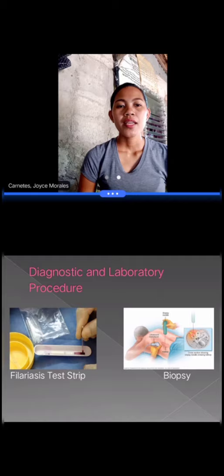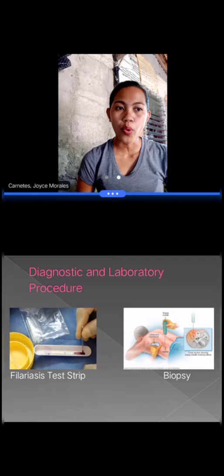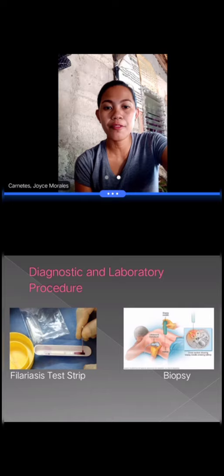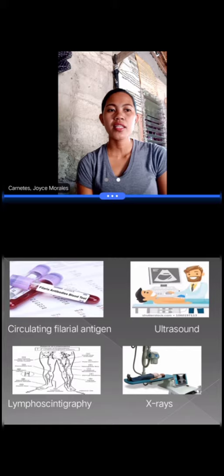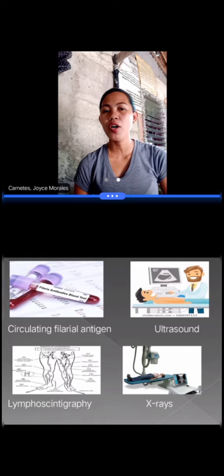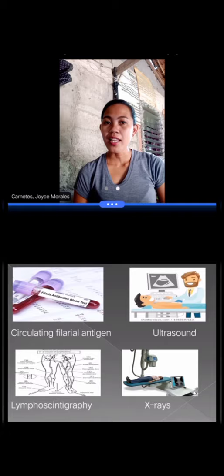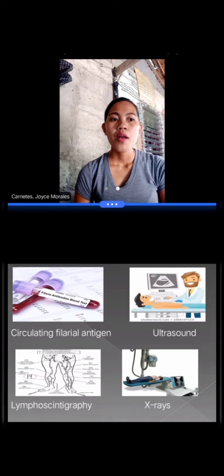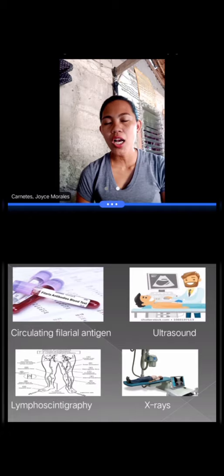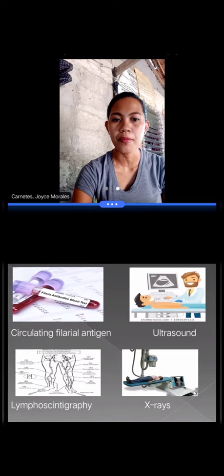Next is the biopsy. The biopsy often detects an adult worm, but this approach is rarely used as a diagnostic procedure for elephantiasis. Next is the circulating filarial antigen. It is regarded as the gold standard for diagnosing the most common Wuchereria bancrofti infection. The specificity is excellent and the sensitivity is greater than that achievable by the earlier parasite detection assays. It is also equally applicable to clinical or field evaluation of bancroftian filariasis infection.